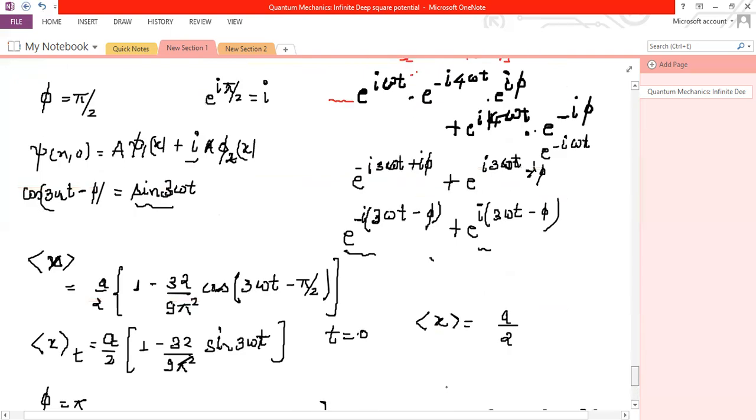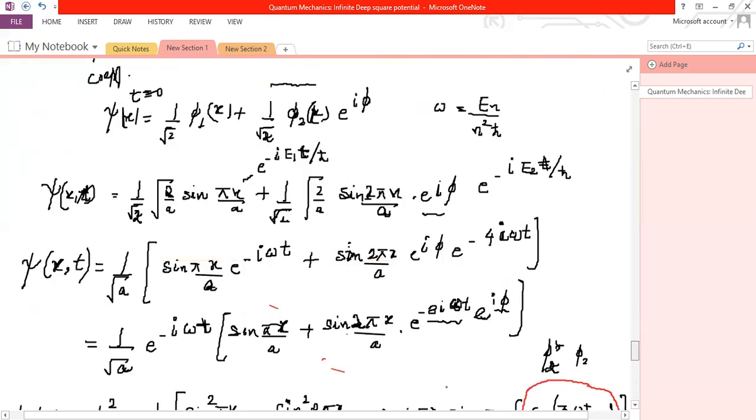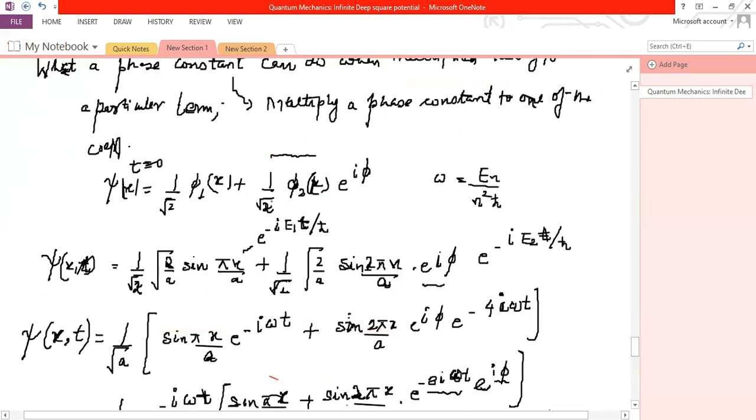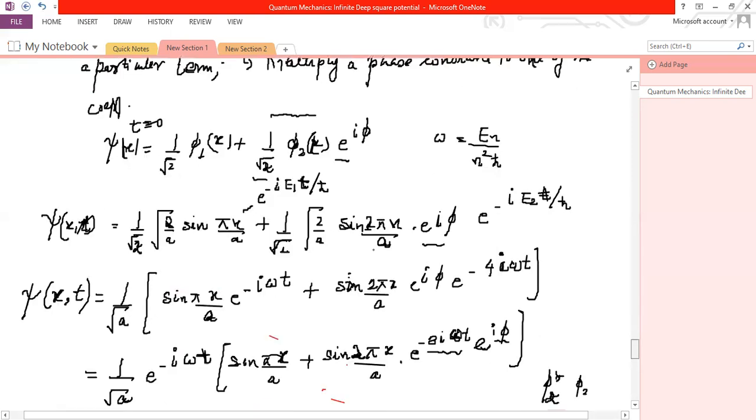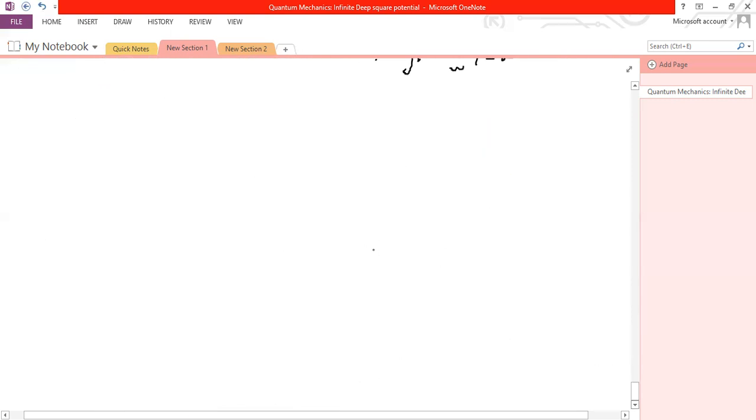So relatively, if I multiply a phase constant to a particular coefficient of an eigenket, then things may vary. But if your wave function is a particular eigenfunction only, and you multiply it with the phase constant e raised to the power minus iE1t upon h-bar, then things won't matter. But if you multiply a particular one, like here, then obviously things would change. So this is what I wanted to lay stress on.